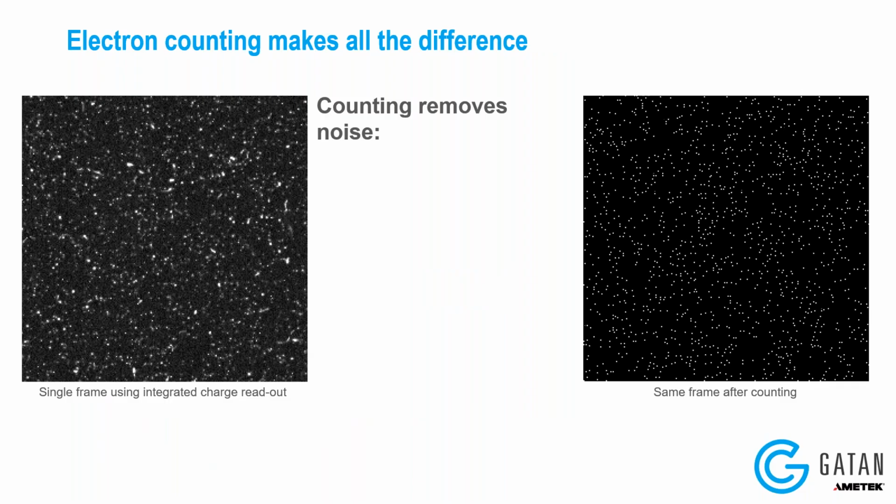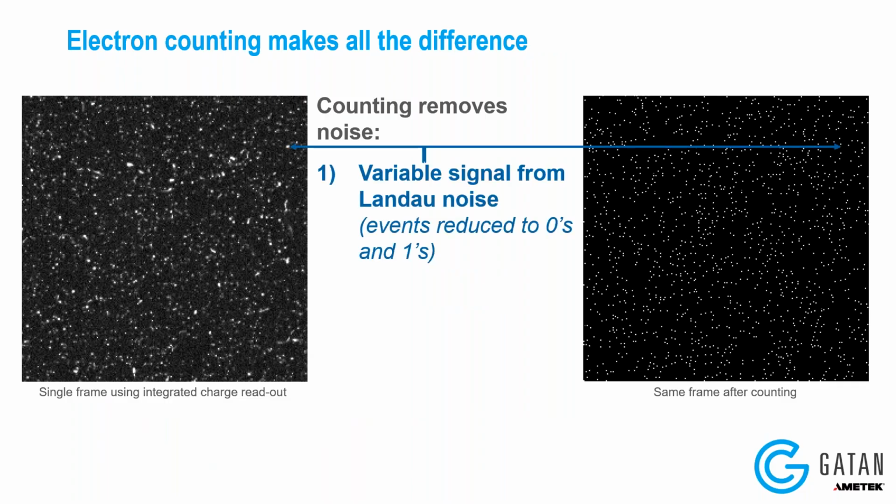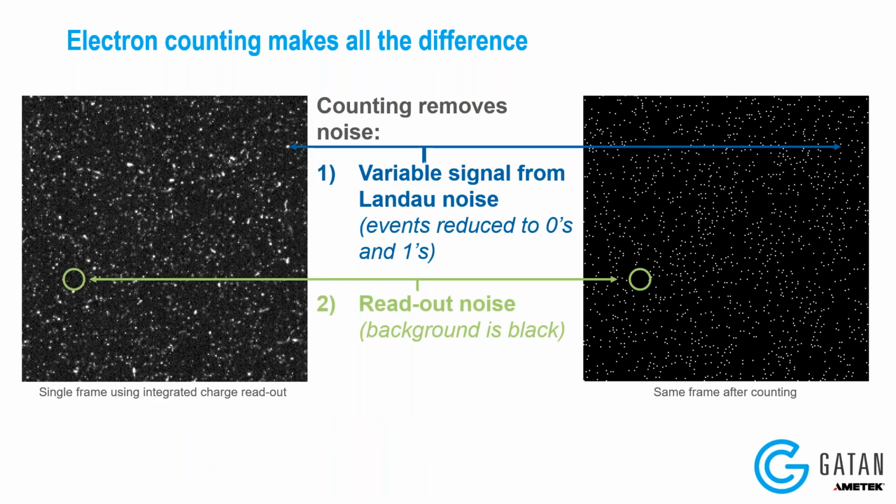And so you can see this again here. We've eliminated this variable signal from the Landau noise. So now every electron produces a single electron event. And we've eliminated the readout noise. So the vast majority of the readout noise is completely eliminated. And all of these pixels that we see here that are black are exactly zero. And so this means they contribute exactly zero noise to your final images or your final diffraction patterns.